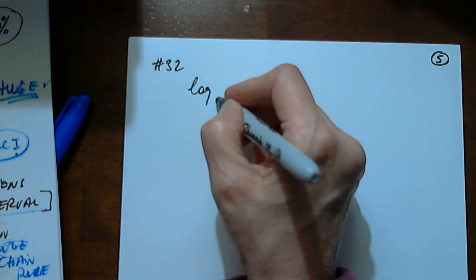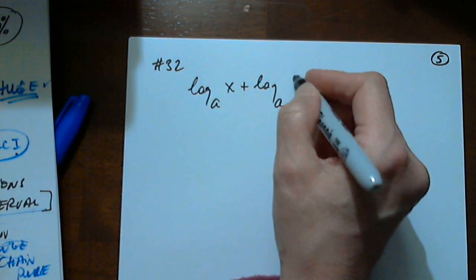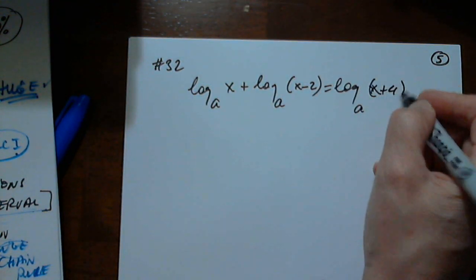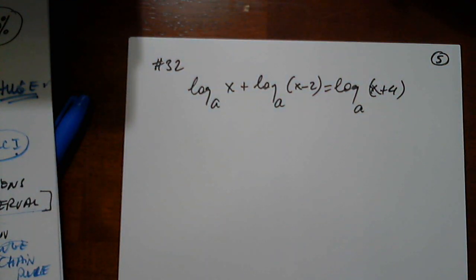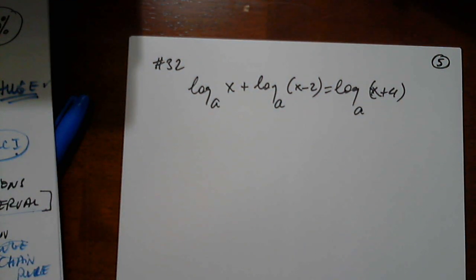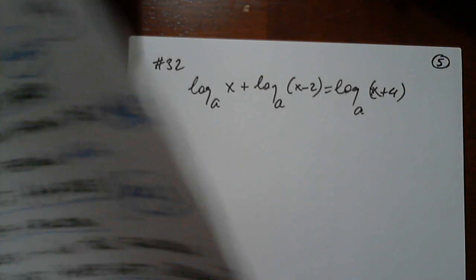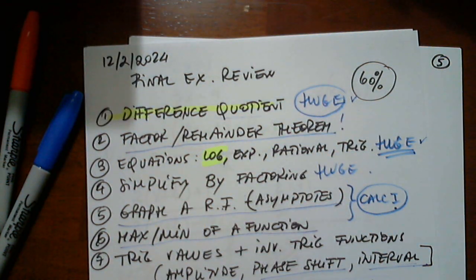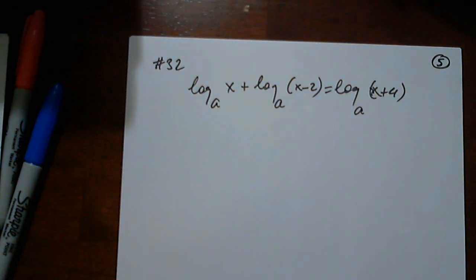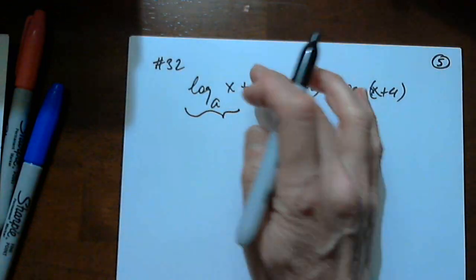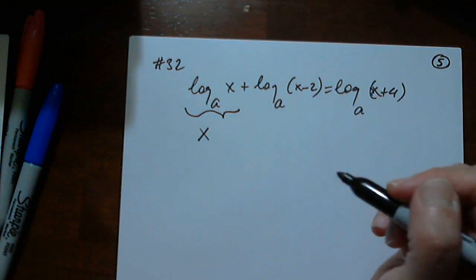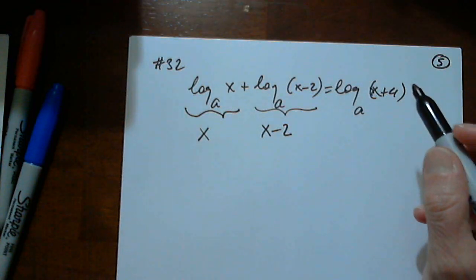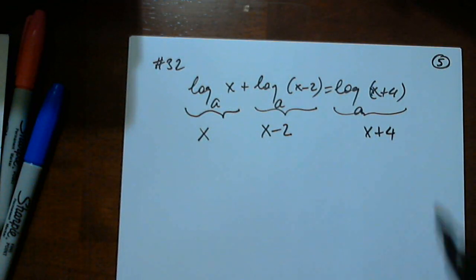And we have log base a of x plus log base a of x minus 2 equals log base a of x plus 4. Something very important with logs. They are not friendly. Logs are not friendly. For the most part, they're not. What is the restriction or the condition for this? What does x have to be? The same thing for this. What does x minus 2 have to be? And the same for this, x plus 4.